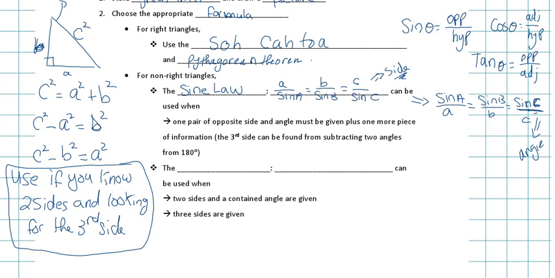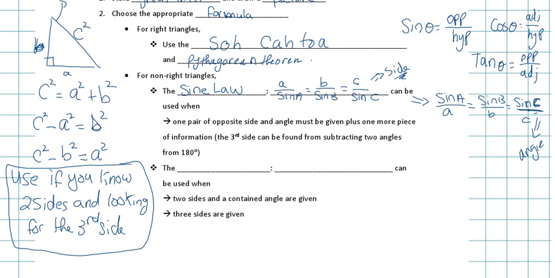Now, when do you use the sine law? What must you have? Two sides and an angle, or two angles and one side? That's right. Two sides and any angle, right? Two sides and an opposite angle, I should say. Or two angles and any side.